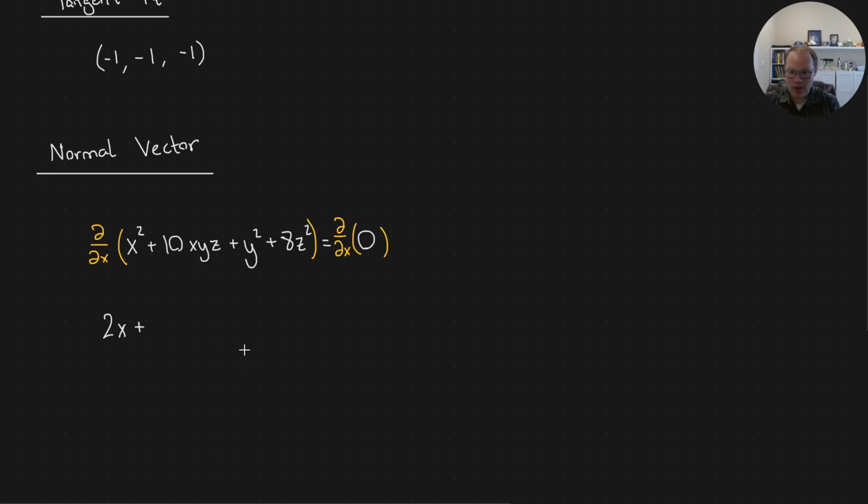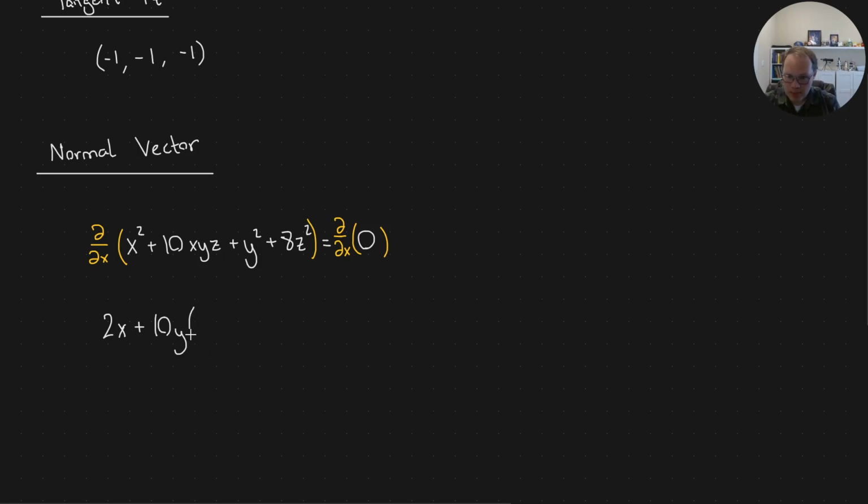For 10xyz, I'm taking the derivative with respect to x. Y I'm treating as a constant. Z is a function of x. So this is actually going to be a product rule. I'm going to start by taking my constants, the 10 and the y, and just leave them out here. They just come along for the ride.